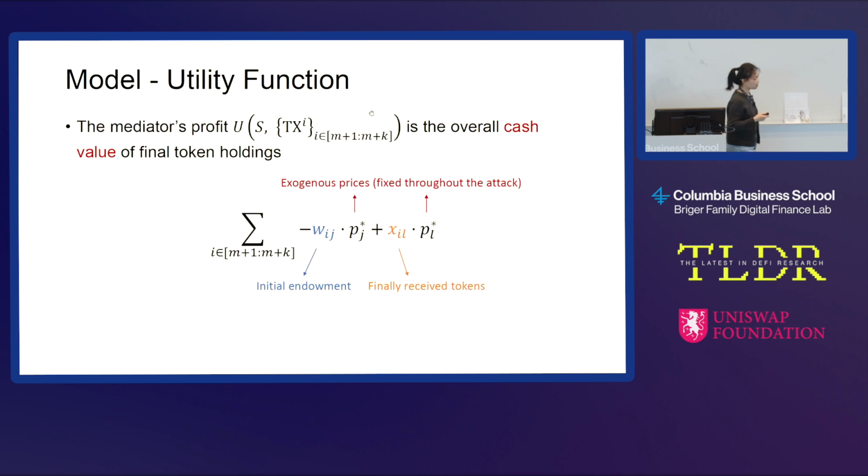So intuitively, the attacker brings some tokens to this market, which according to the extraneous price may be worth like $50. And after the execution, you receive another bunch of tokens, which may be worth like $300. And the difference is exactly what you earn, or what you benefit from this attack. Yeah, this is the definition of this utility function. And the problem is, what's the optimal strategy to maximize your utility?